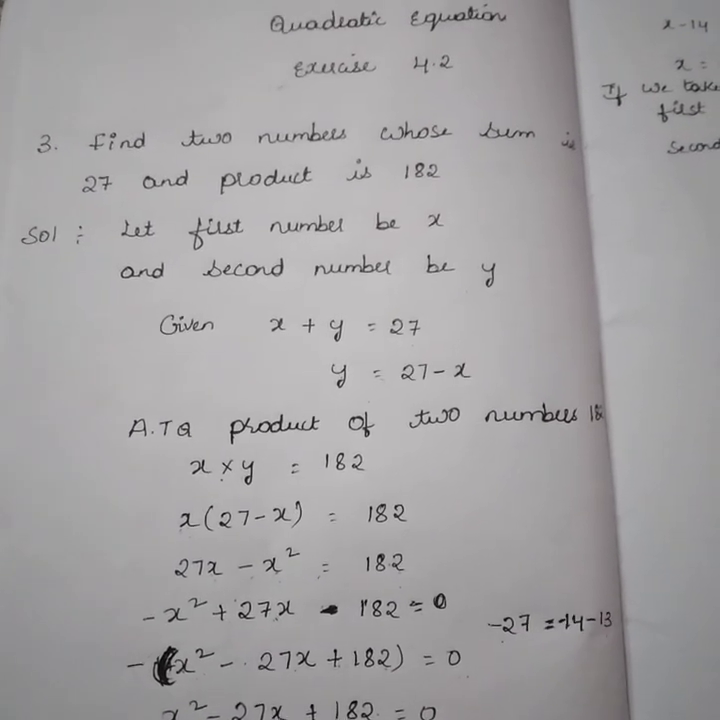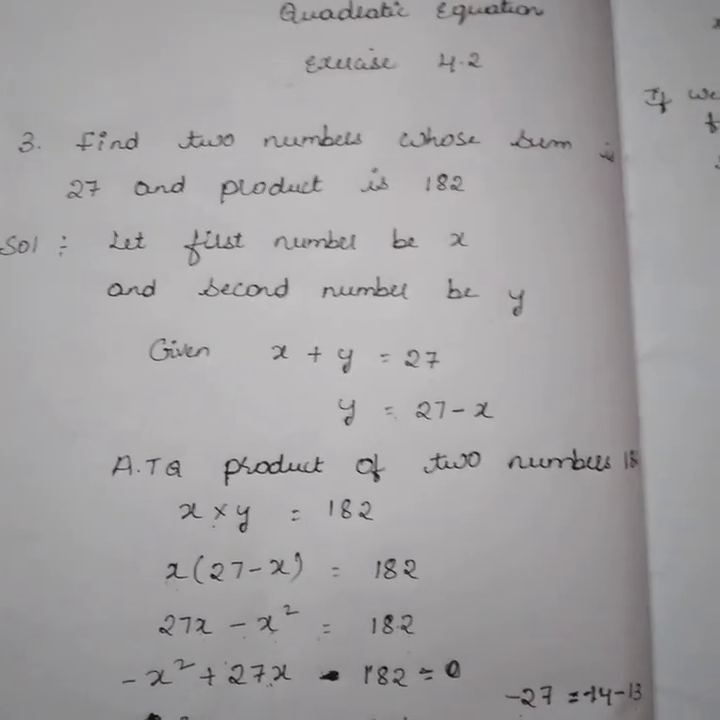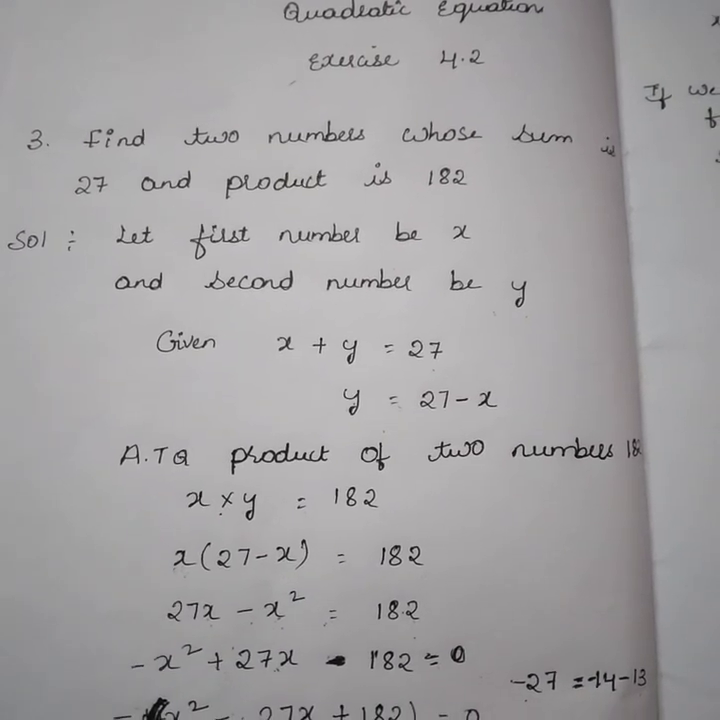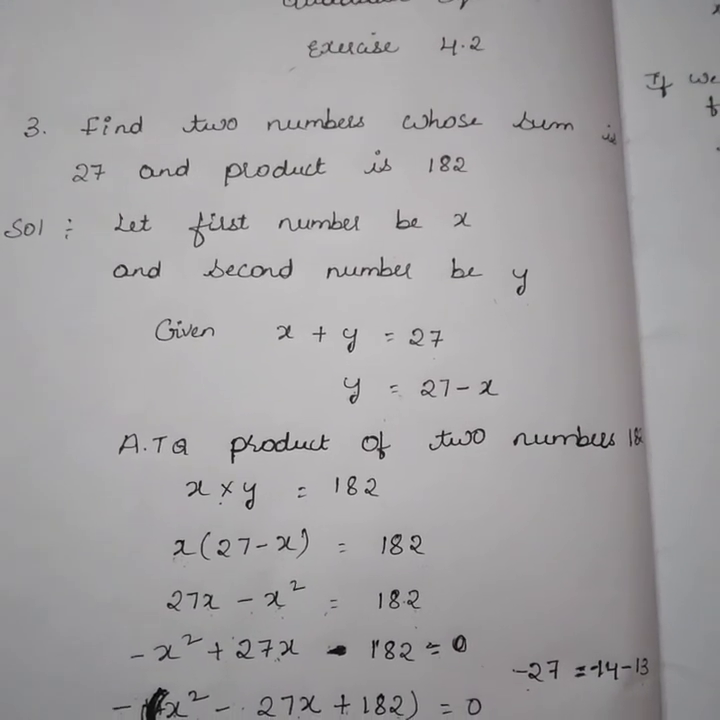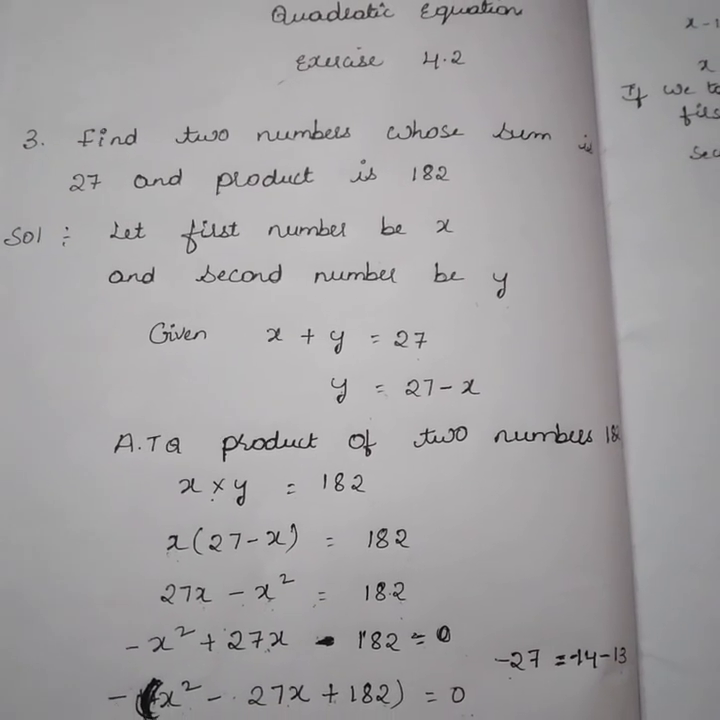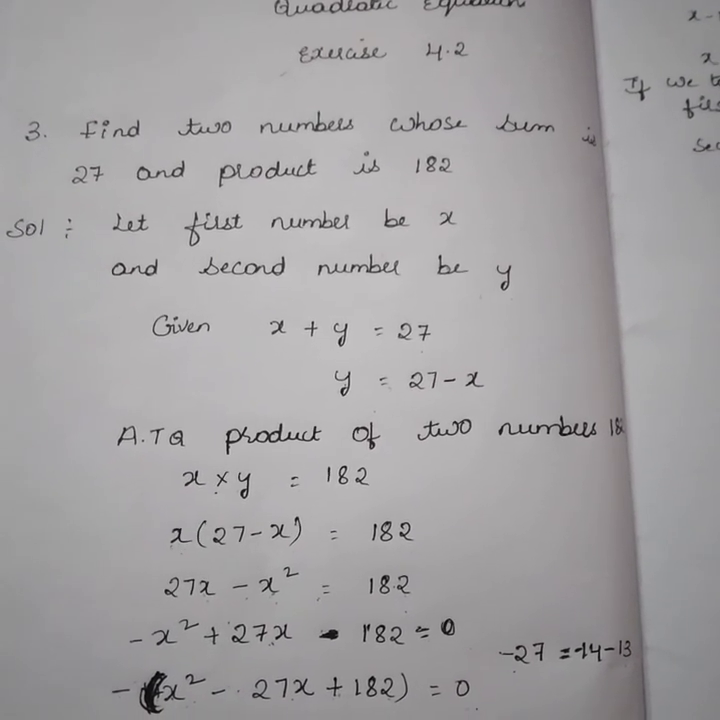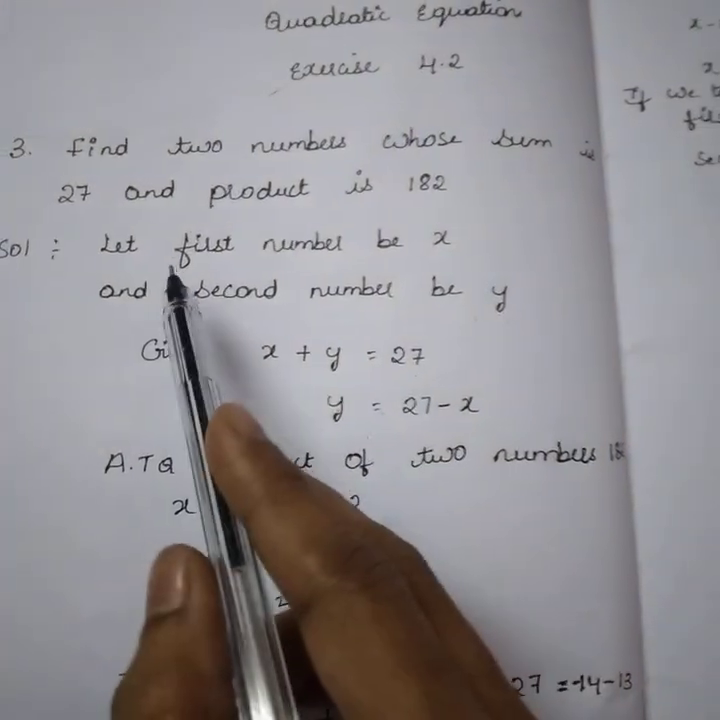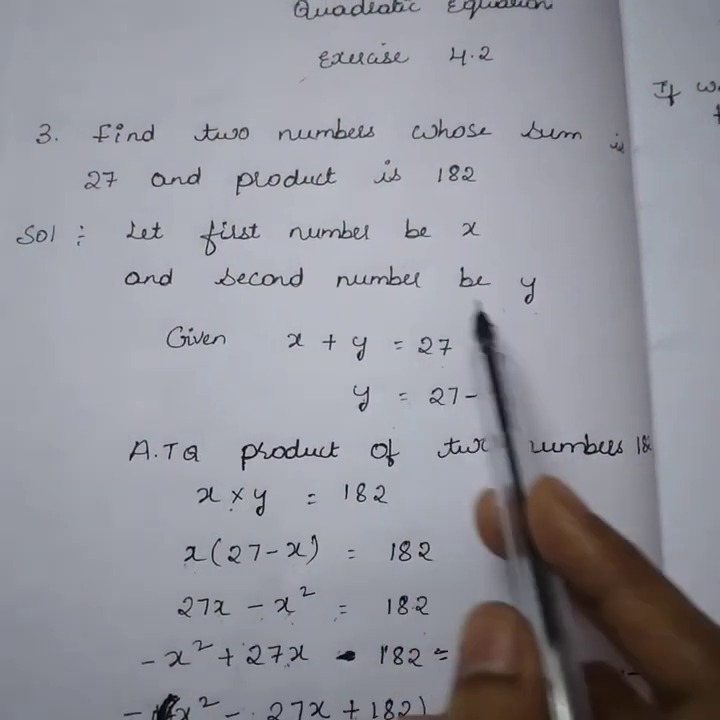Today I am going to explain question number 3 of exercise 4.2. Here the question is: find two numbers whose sum is 27 and product is 182. Here we need to find two numbers. So we assume the first number be x, the second number be y. Solution: let the first number be x and the second number be y.